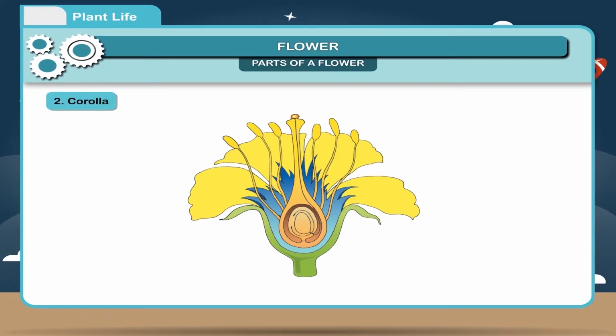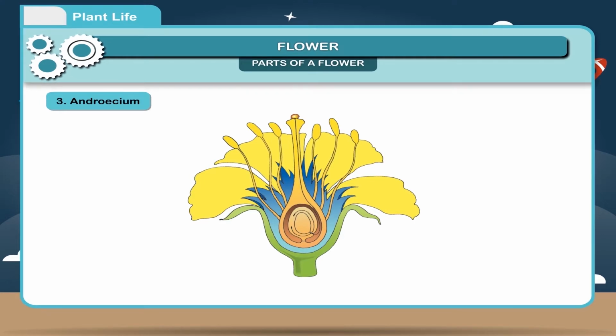2. Corolla. This is the second whorl of the flower. It consists of colored and attractive structures called petals. The main function of the petals is to attract insects for pollination.